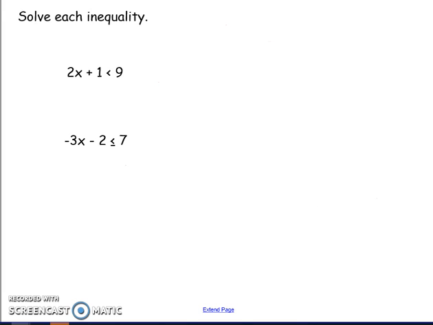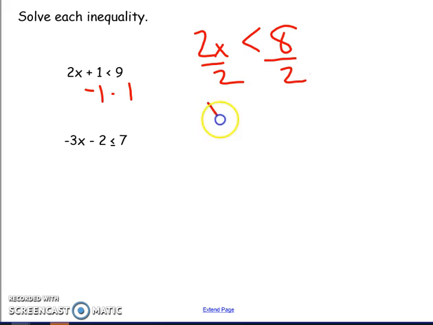Sometimes we're going to have to solve our inequality first. To solve our inequality, we are going to solve it just like if it was an equation. So if this was an equal sign instead of a less than, we would subtract 1 from both sides. So we're going to go ahead and do that. And that would leave us 2x is less than 8. And then to get rid of the 2, we would divide both sides by 2. So x would be less than 4.